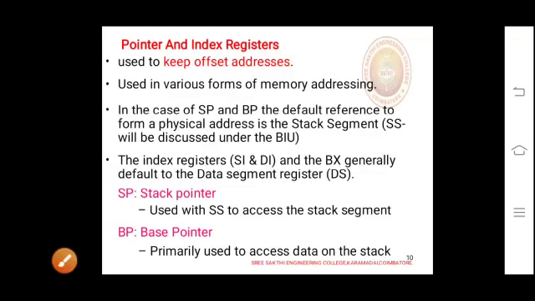Here the pointer registers and index registers are used to store the offset address. Offset address is nothing but the default address. If you want to calculate the physical address of the segment register, you must find the offset address of the segment register. Here the stack pointer and base pointer are the default reference address of the stack segment. Here the index registers are source index and destination index, and BX are generally the default reference address for the data segment register.